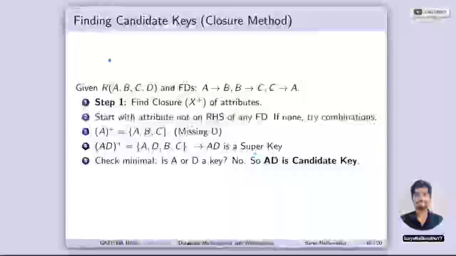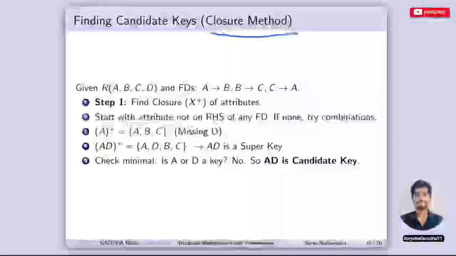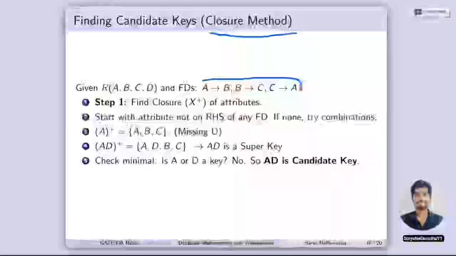Next, finding candidate keys by applying the closure method. First, let me explain clearly what is meant by the closure method. The closure method is very simple. First, observe R(A, B, C, D), right? FD means functional dependency. The functional dependencies are A determines B, B determines C, and C determines A. So these are our fundamental functional dependencies, right?